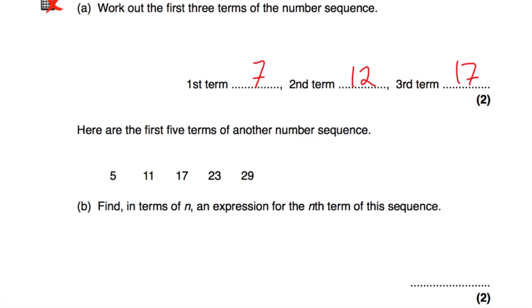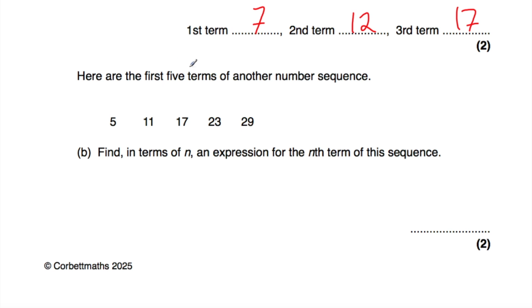Okay, then if we carry on, we're told, here are the first 5 terms of another number sequence: 5, 11, 17, 23, 29. And part B, we've been asked to find, in terms of n, an expression for the nth term of that sequence. So we want to find the nth term of 5, 11, 17, 23, and 29. So each time the numbers are getting bigger by 6. We're adding 6, adding 6, adding 6, adding 6.